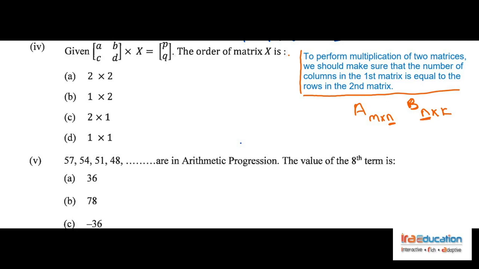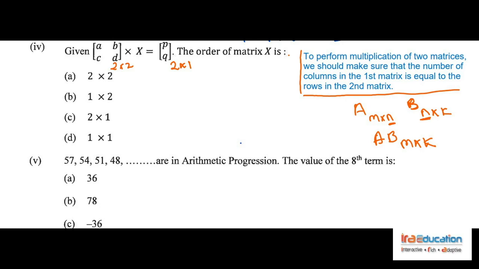Now I know that multiplication is possible because columns in A is n, rows in B is n. Now the order of A cross B, eliminating n, becomes m cross k. This is the order of the resultant matrix. Now, the question is a little bit different. If you look at the given problem, this is a 2 cross 2 matrix. This I don't know, but the answer is 2 cross 1, right? 2 rows and 1 column.